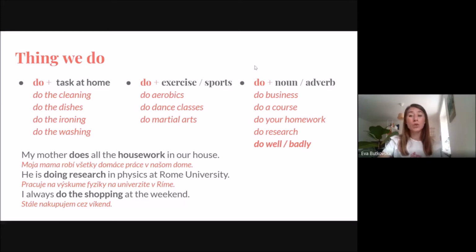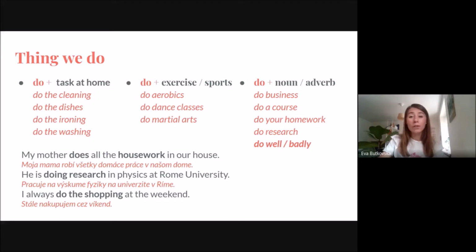And we use do with particular nouns and other verbs. So do business. We don't say, I make a business, I do business with this company or that company. I do a course. So at the moment, you are doing a course, an English course. Or do homework, do housework, or do research. He's doing research in physics at Rome University.